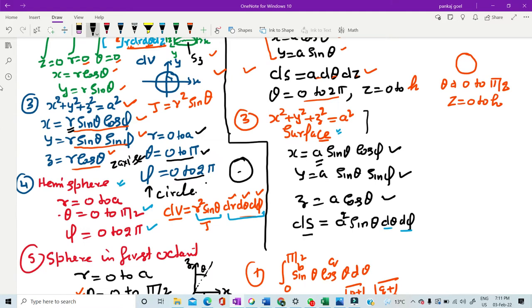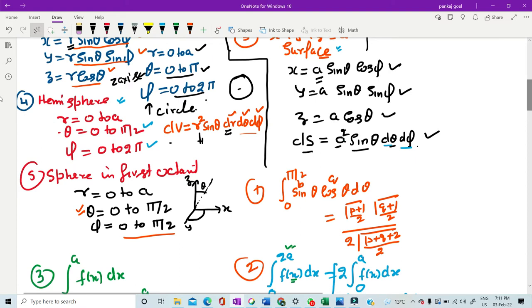So ds will be equal to dv, parallel to this. You can see here dv is r square sin theta. So we take r square as a square, so a square sin theta, skip this dr, and we get d theta d phi. By this you can find out the surface integration of the sphere.